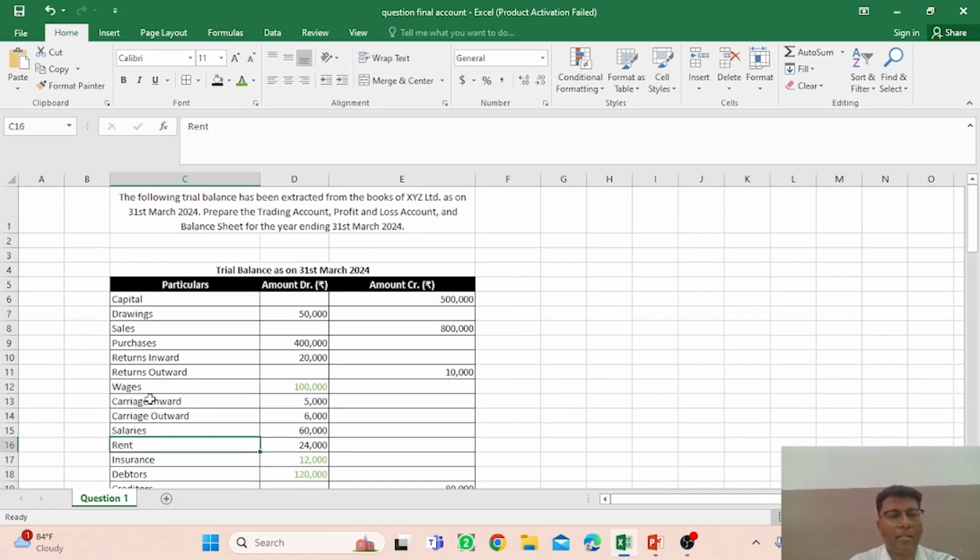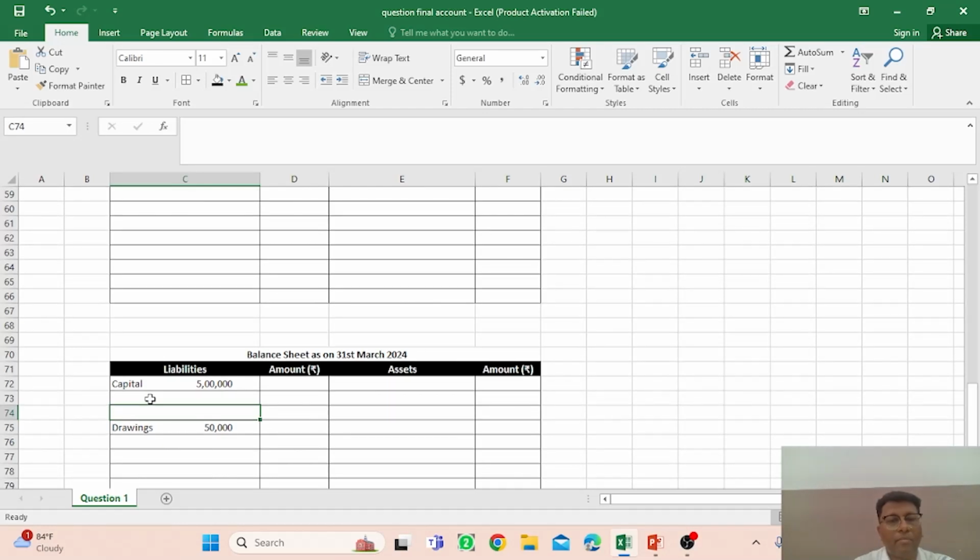Right. And because we are writing these amounts in the inner column, we can identify that there is a particular adjustment in the question given, and it is related to this inner item. Okay, rent, insurance, and debtor 1,20,000 with adjustment.